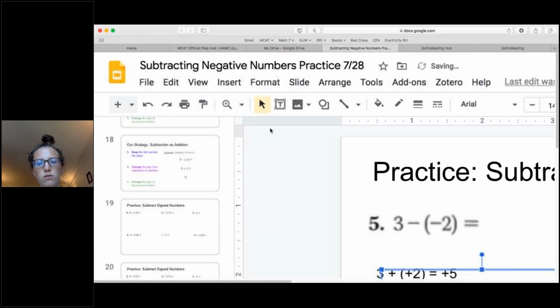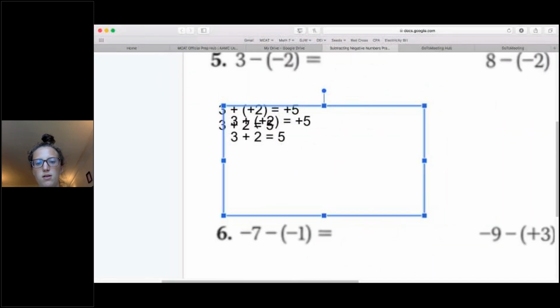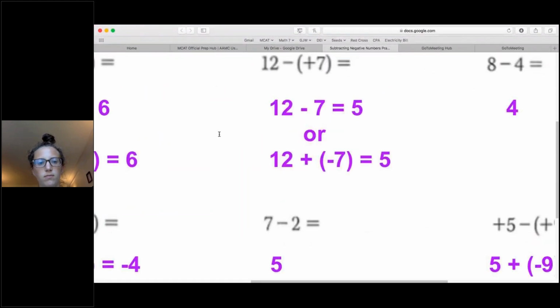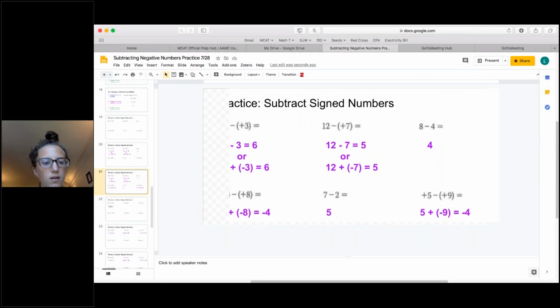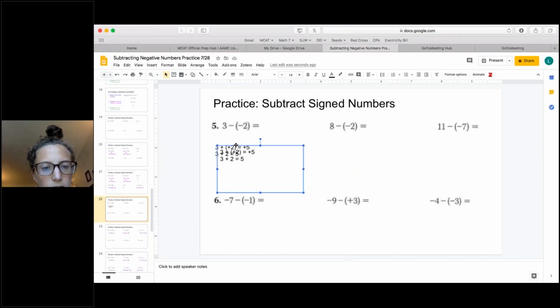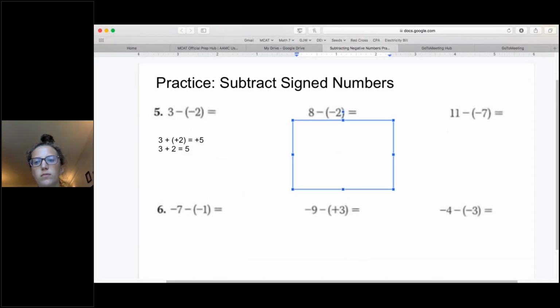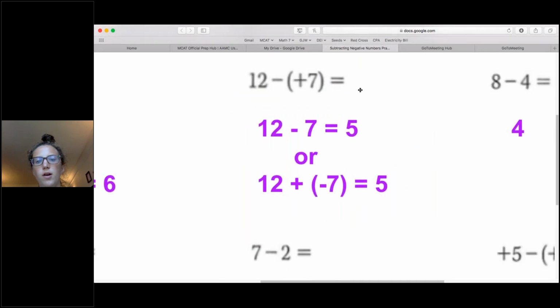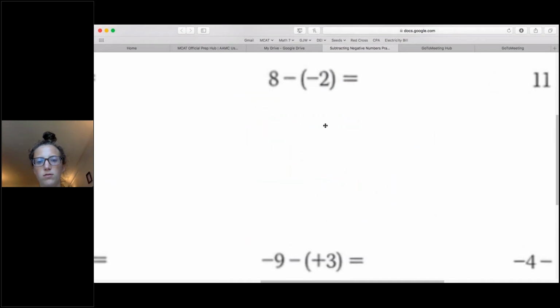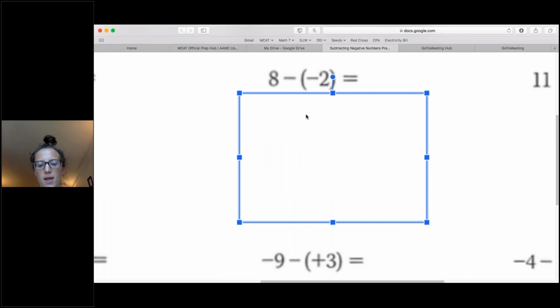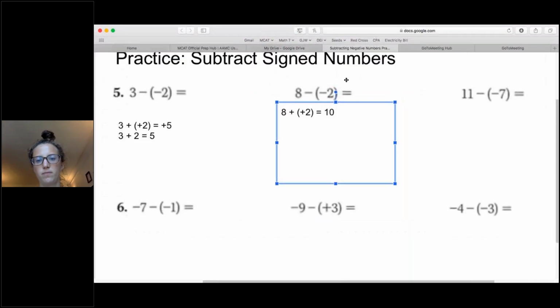Let's scroll over to the next one. Oops. Sorry about that. Uh-oh. 1 minute. So that's 8 plus positive 2. 8 plus positive 2. Equals 10. Perfect. Okay.